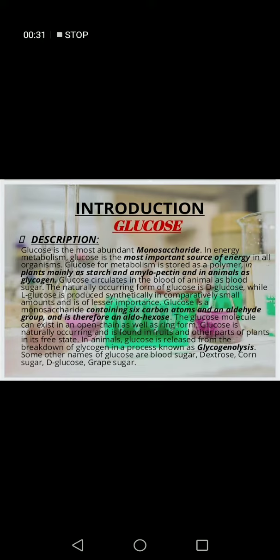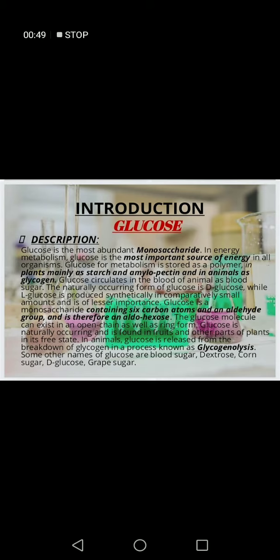Glucose is an aldohexose sugar. It means it contains 6 carbon atoms attached to an aldehyde group. That's why it is known as an aldohexose sugar. In energy metabolism, glucose is the most important energy source for all living organisms.